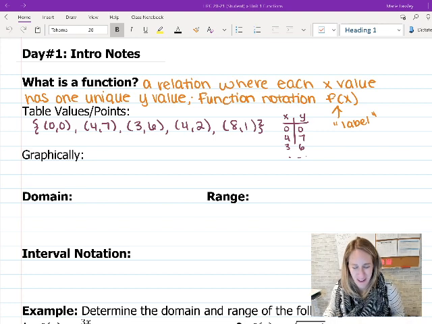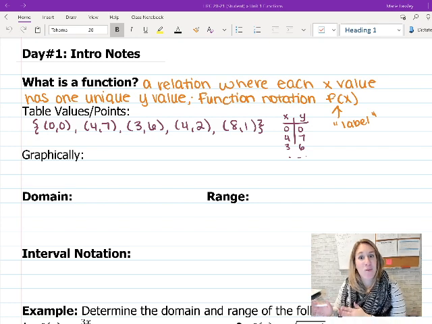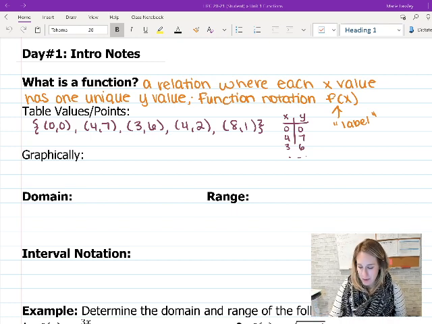What we're looking for is for any of our points to repeat x values. We're looking for the same x value to happen more than once, because that means this x value has two y values. So all we do is go through and highlight all of our x's.